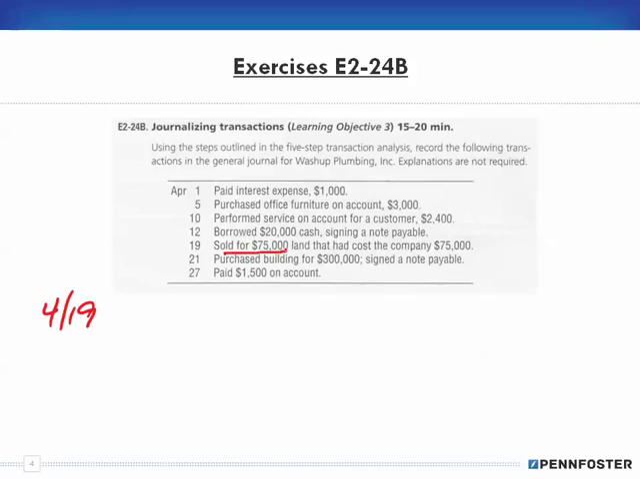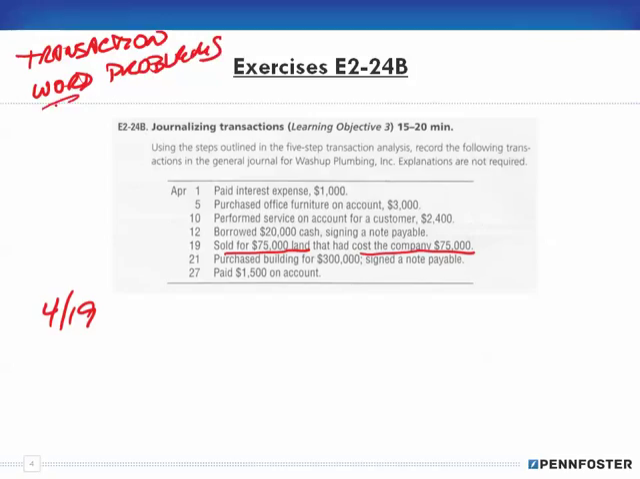Sold for $75,000 land that had cost the company $75,000. Okay. Remember, transactions are like word problems, right? We're all familiar with word problems from math, and even though people think accounting is math, it really isn't. However, the way the information is presented is like a word problem, okay?